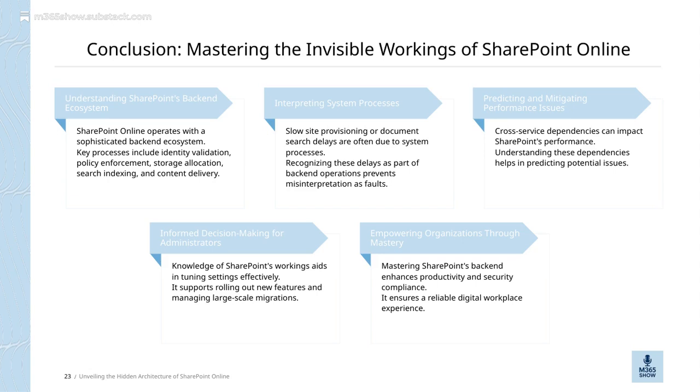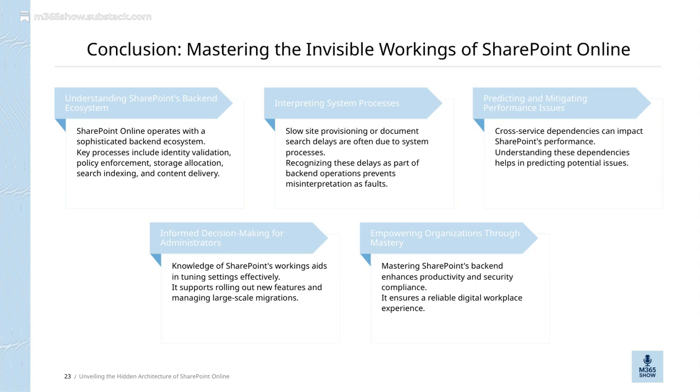Understanding how different services depend on each other helps predict potential performance issues before they become major problems. Sometimes, you might notice slow site provisioning or delays in document search. These are often just the results of ongoing system processes happening in the background. Recognizing that these delays are normal parts of backend operations helps prevent unnecessary concerns or misinterpretations of faults.